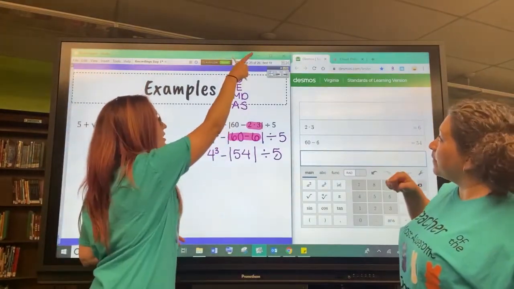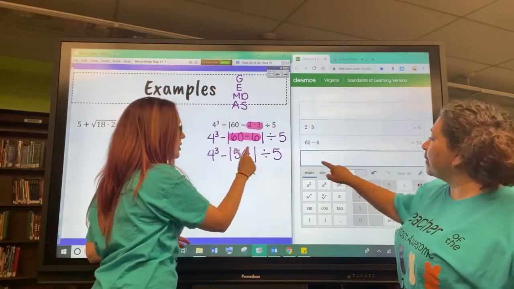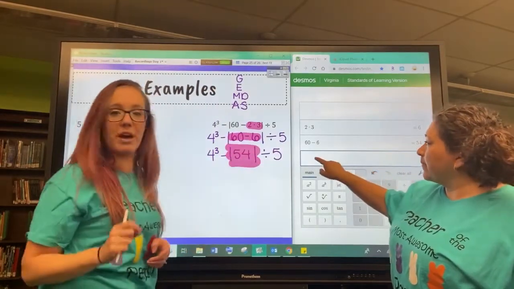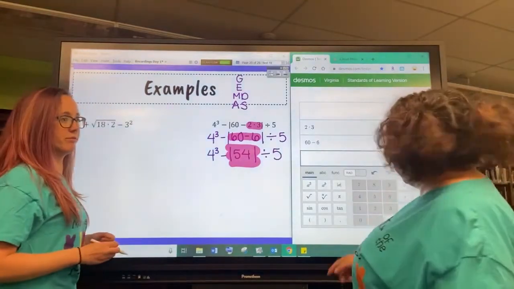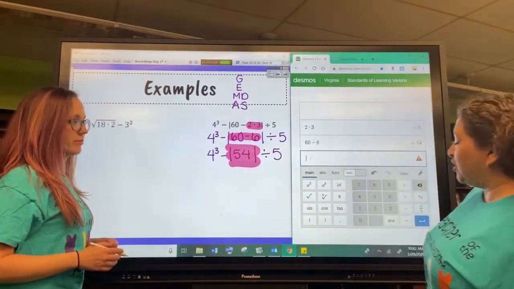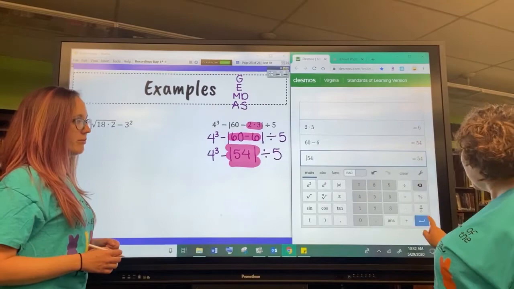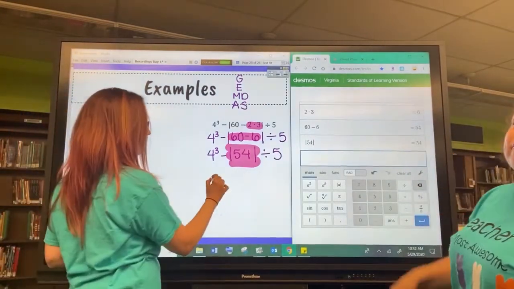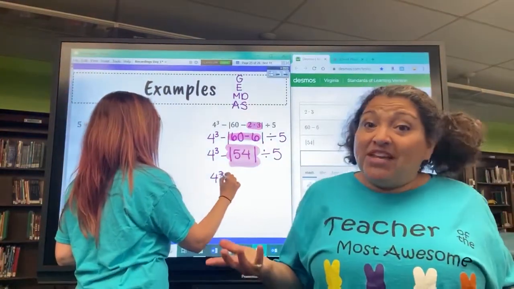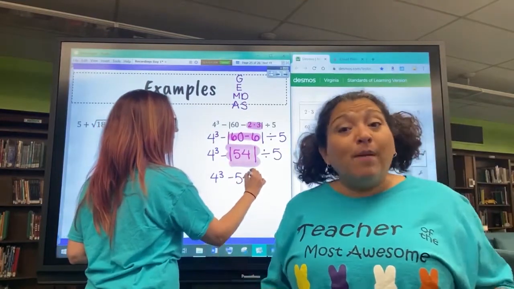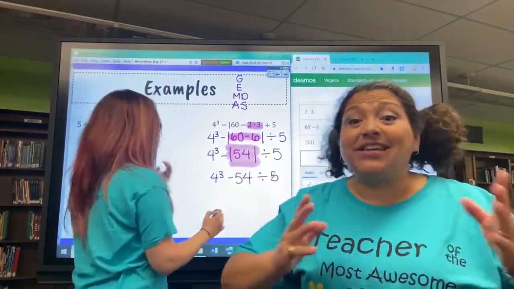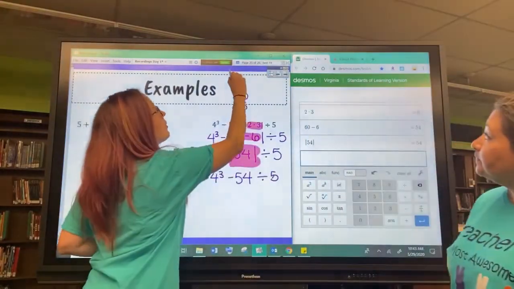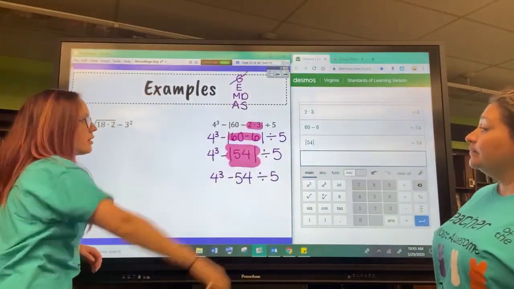So to finish off our grouping, we're going to do the absolute value of 54. And just to show you that it can be done in Desmos, I'm going to click on absolute value, put in 54, hit enter, and the absolute value of positive 54 is also 54. Because remember, an absolute value is the distance from 0, and a distance is always positive. So now we're done with grouping symbols. We have nothing grouping down here.